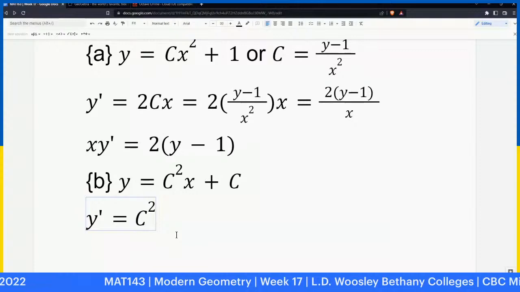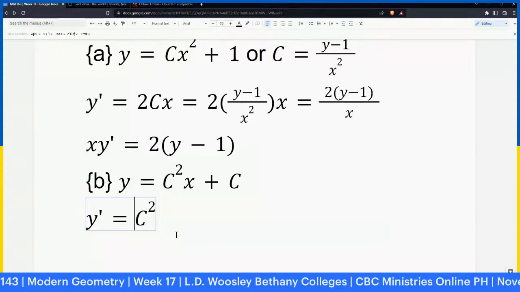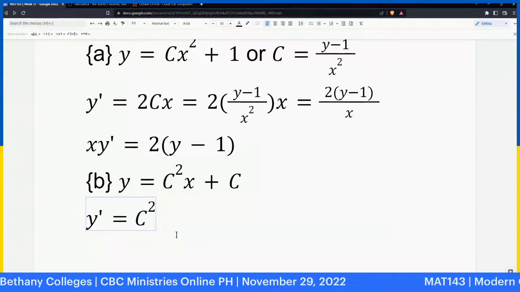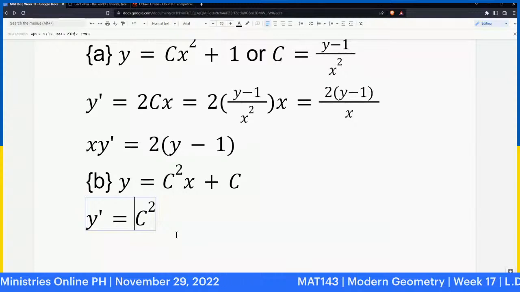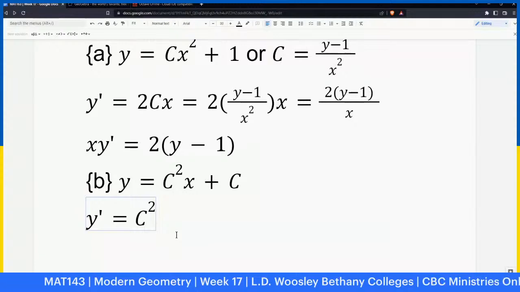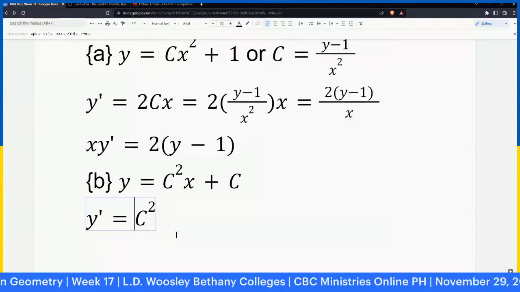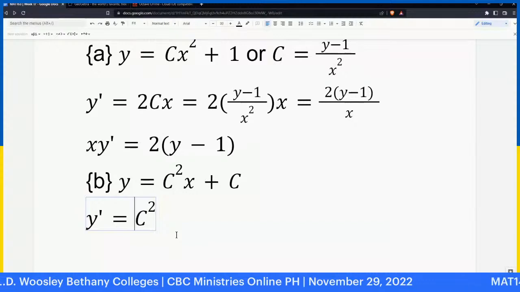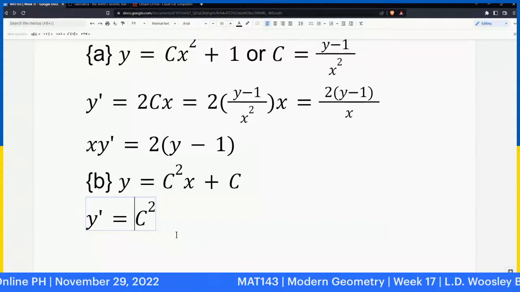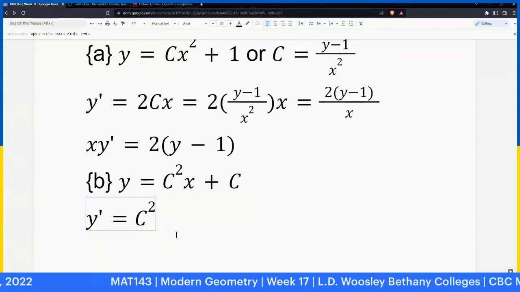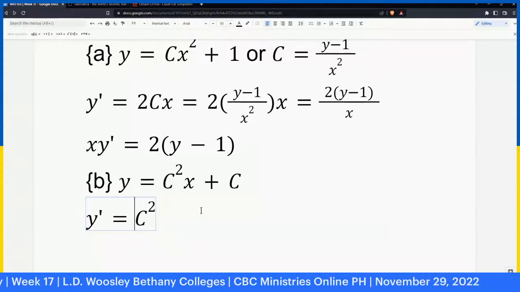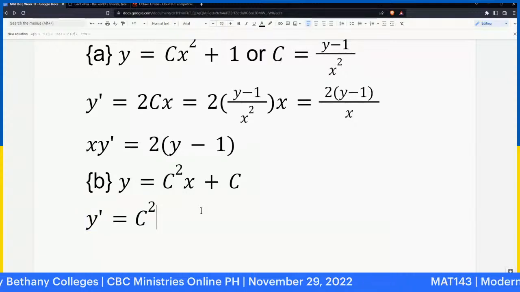Okay? Magkakaroon ka kasi diyan ng square root, no? Okay, so afterwards, sige, substitute natin.